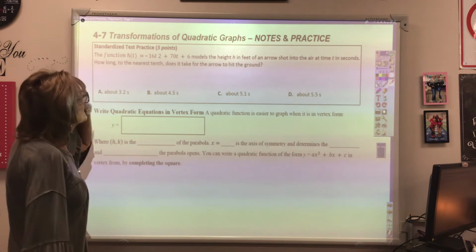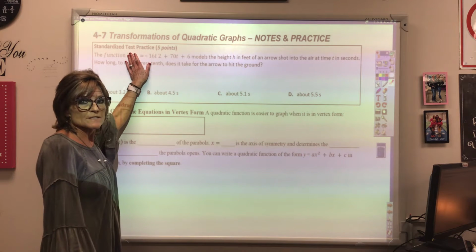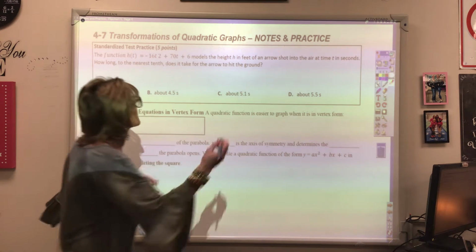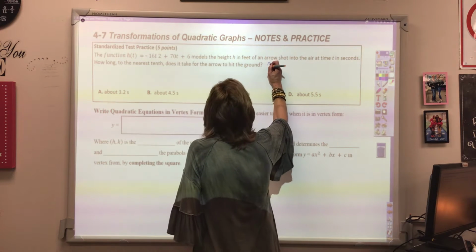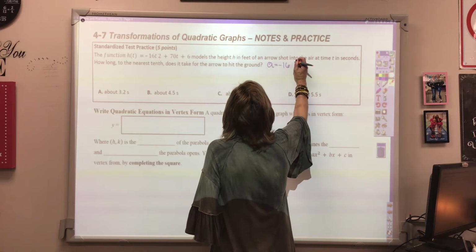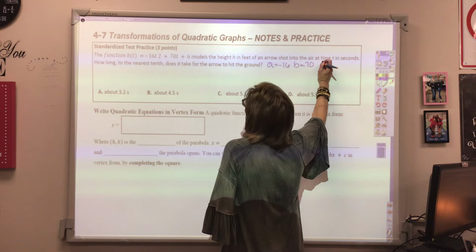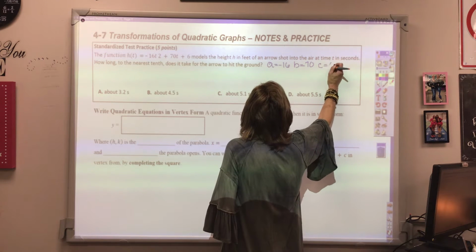So the ground would be at 0, so our quadratic equation would be set equal to 0, as it should be in standard form. Our A is negative 16, B is 70, C is 6.